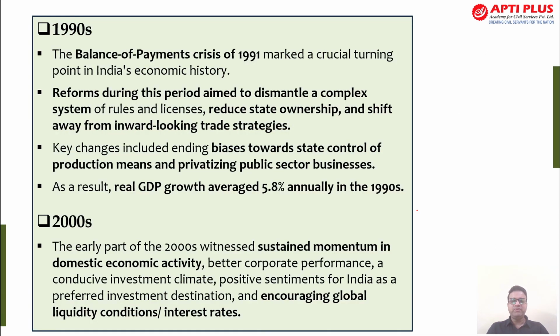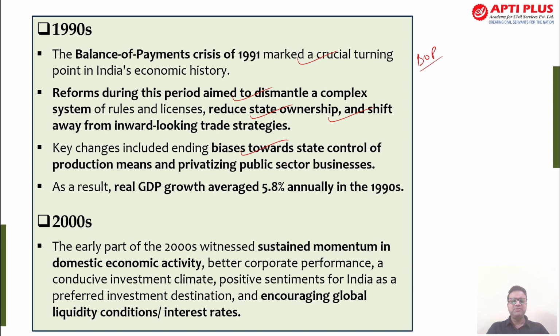Now, moving ahead to the 1990s, the BOP crisis, a very important crisis, I think most of you must be aware of this. 1990 marked a crucial turning point for the Indian economy. Now, the reform was actually to dismantle the complex systems problem which was there, and even reduce state ownership. उसके अलावा जो इनवर्ड लुकिंग ट्रेड स्ट्रैटेजीज थी उसको भी इंप्रूव किया गया so that our economy can have robust growth and even sustainable growth.